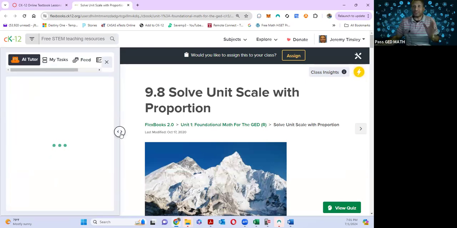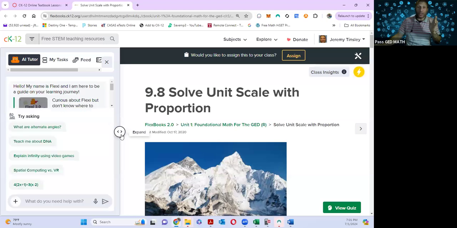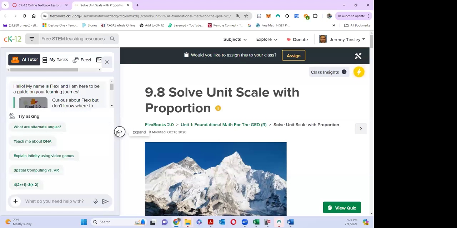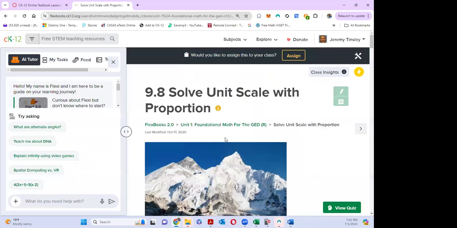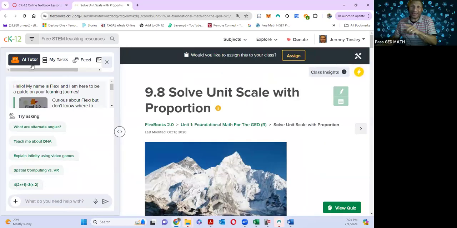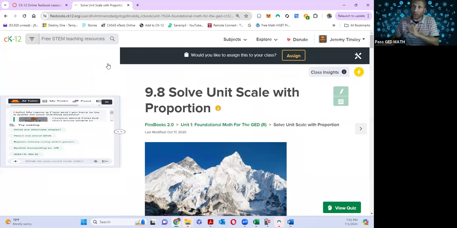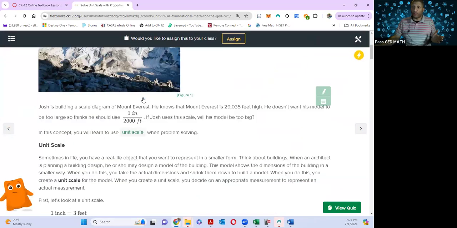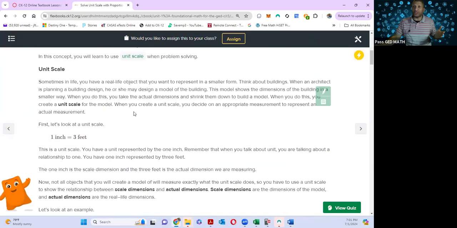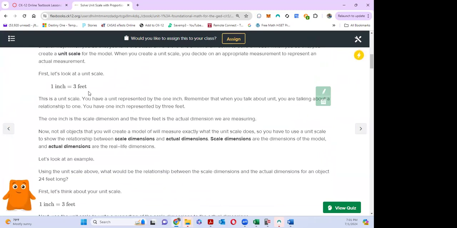So this site is an incredible site. You don't need any other resource. What they did was they added AI. You can actually learn about certain concepts using AI on this website. But I'm going to close that right now. What I want to show you is the textbook. Unit scale with proportion. It'll run through the types of problems, just like I just did.